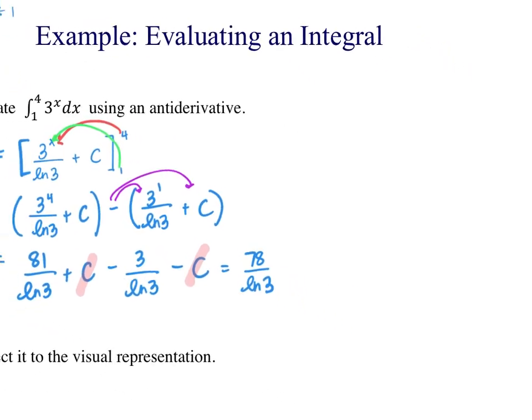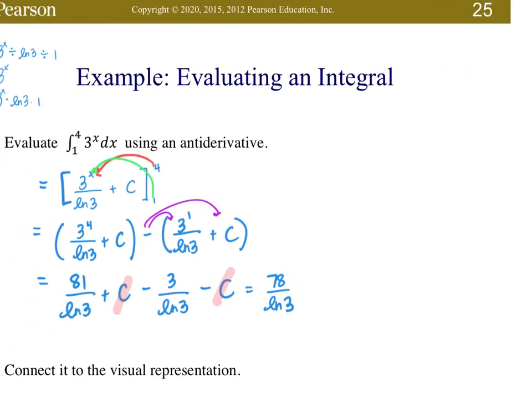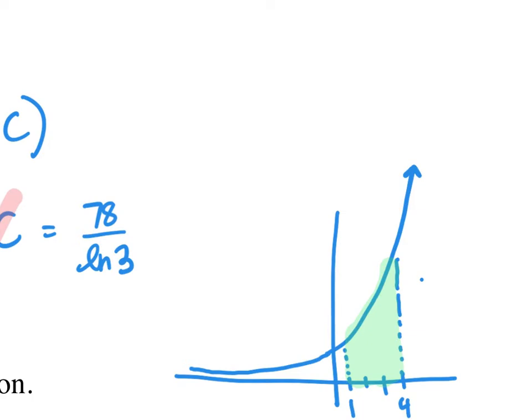So connect that to the visual. The graph of an exponential starts out really low and then goes to the number 1 and then shoots up like this. And if we're going 1, 2, 3, 4, and then we have the area bounded up in there, that area would have a total value of 78 over the natural log of 3.